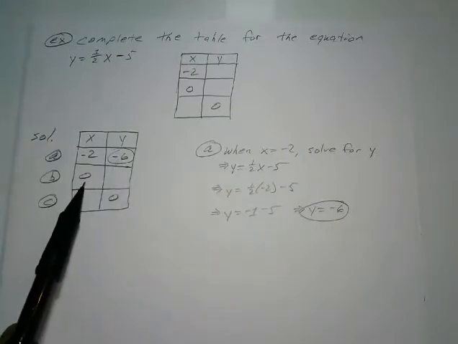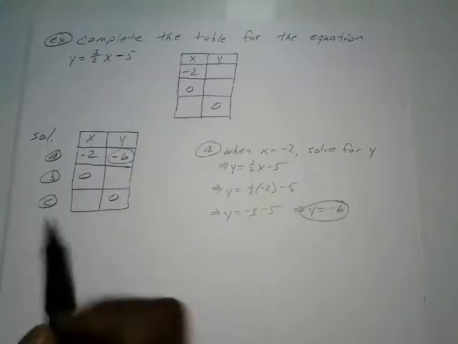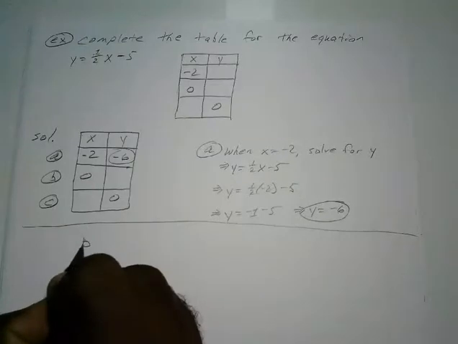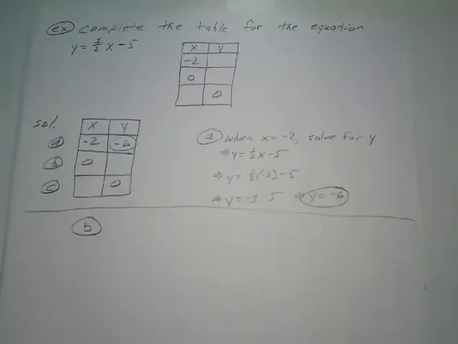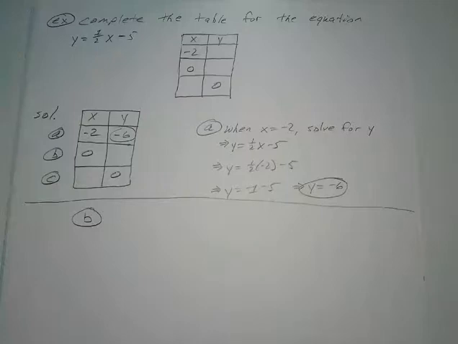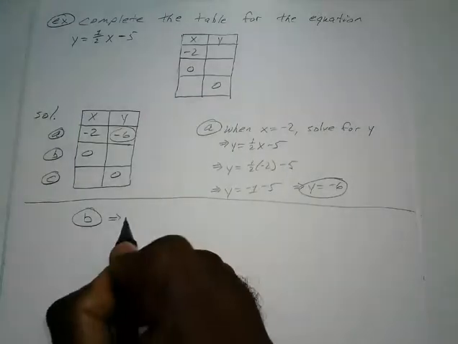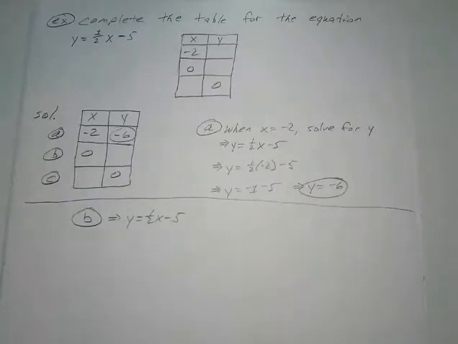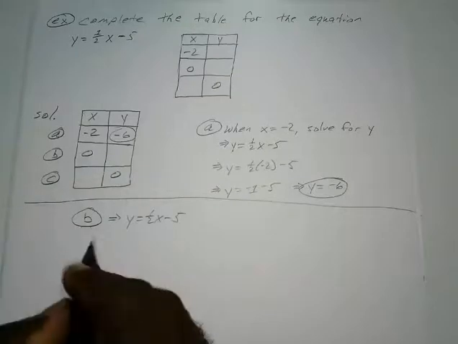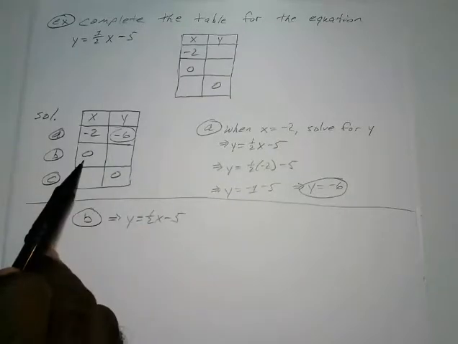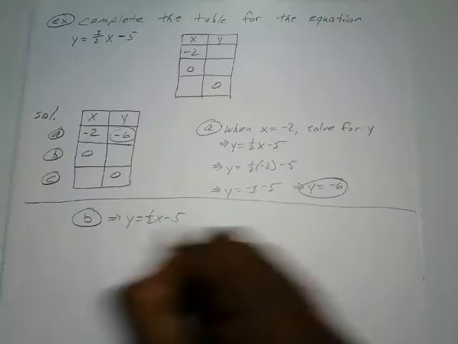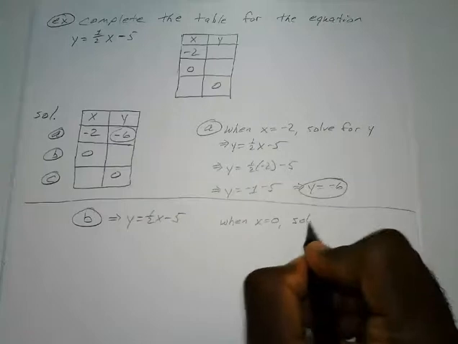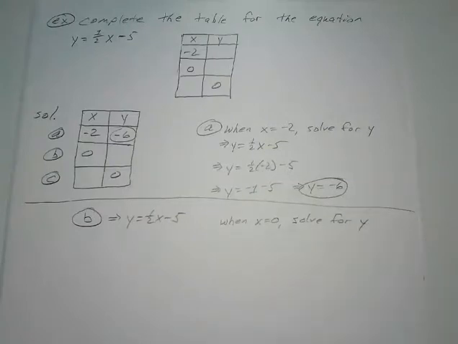Let's find out when x is equal to 0, what we get. Okay, so for B, I just drew a line to separate the work so it doesn't get all mixed up there. Once again, we start with y equals 1/2 x minus 5, and we know here that x is equal to 0. When x equals 0, solve for y.